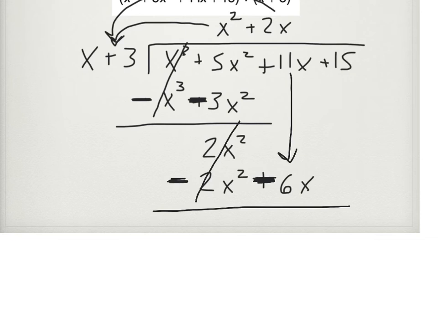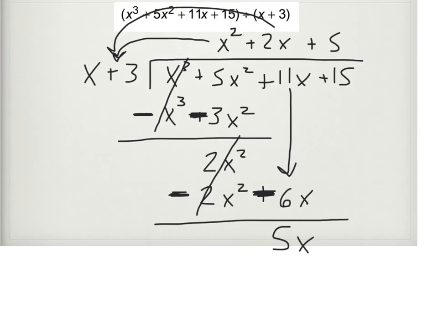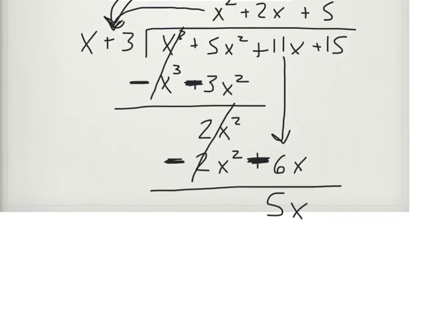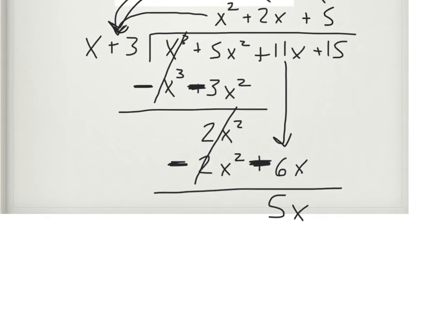So what's 11x minus 6x? 5x. And now we need to see what times x gives us 5x. 5. So we're going to add 5 on top. And now we multiply 5 times x plus 3. So it's 5 times x, and 5 times 3, 15.